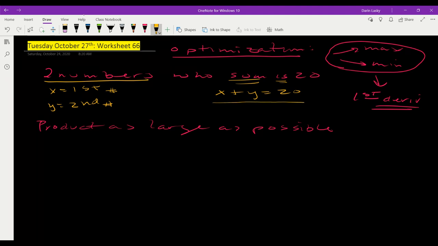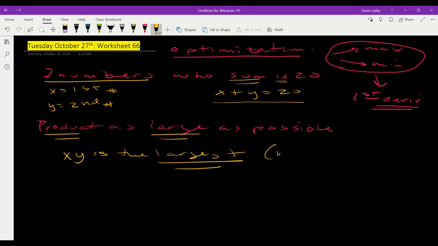Now, the product, we need the product as large as possible. So in other words, we want to know if x times y is its maximum, right? Is the largest. The idea of largest means that we're going to deal with a maximum. So we need to figure out how this is going to become an equation we can work with, because right now it doesn't work with anything.